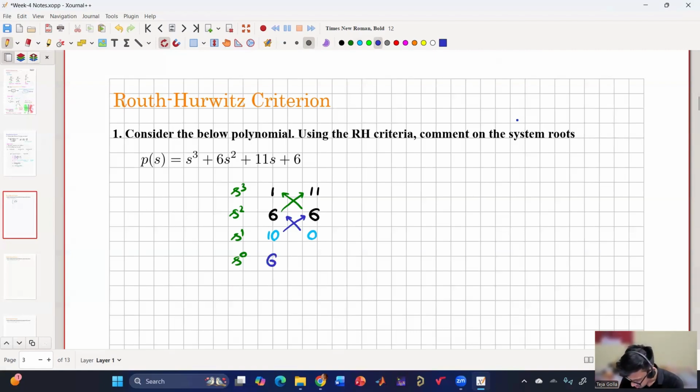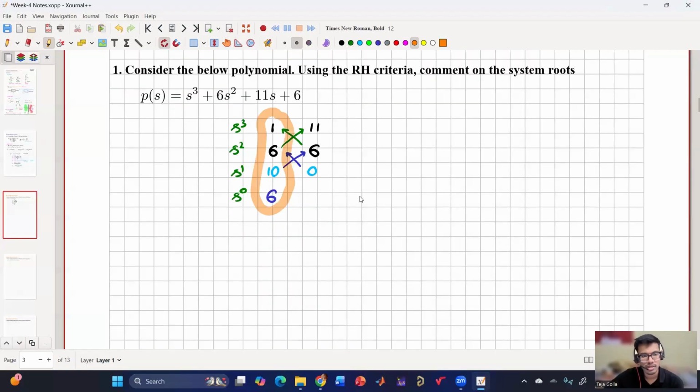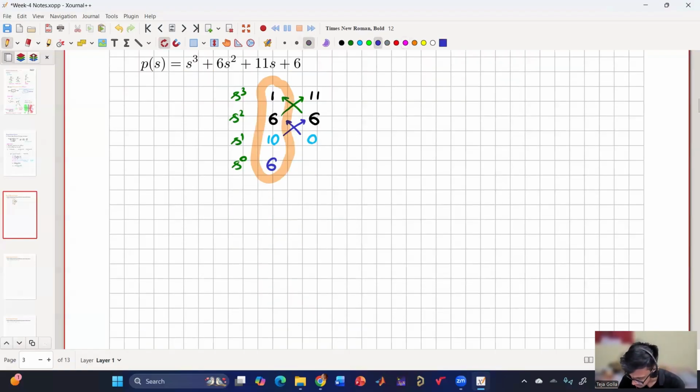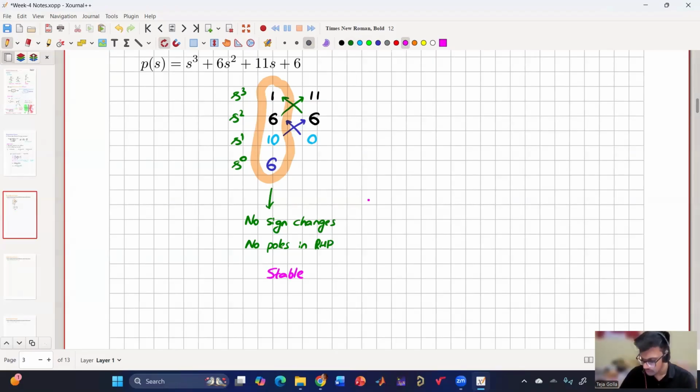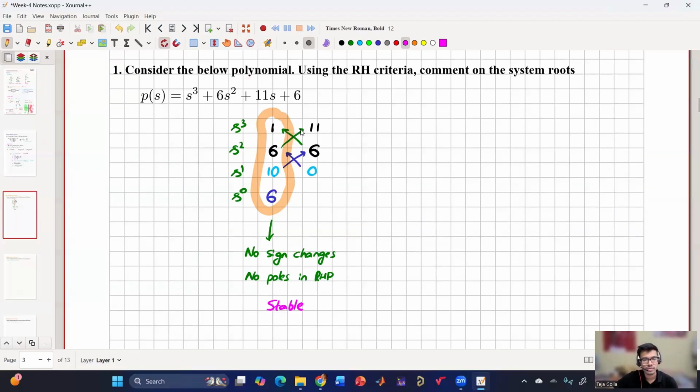The value is 6. Now we'll consider the first column. Are there any sign changes? No, all are positive. So there are no sign changes, which means no poles in the right half plane. So the system is stable. Clear?